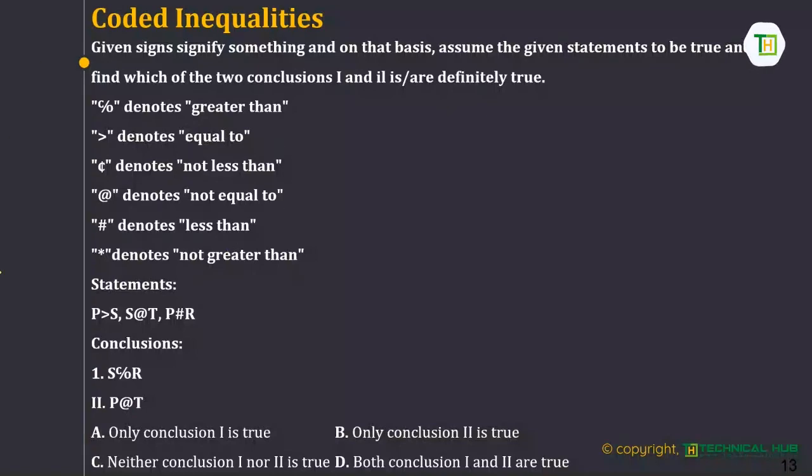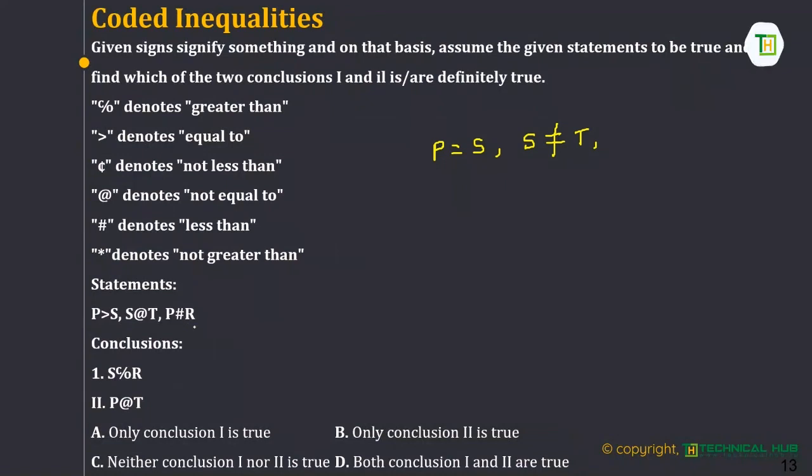Coming to the statements, P greater than S. So P greater than S means P is equal to S. Here given the options, the above symbols: greater than means here taken as equal to. So P equals S, comma, S at the rate T. So at the rate denotes not equal to, so S is not equal to T. And coming to the third one, P hashtag R.